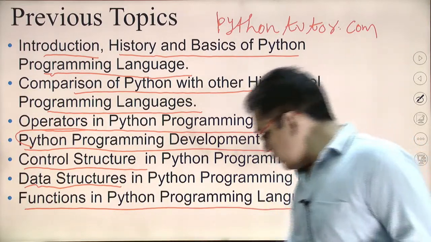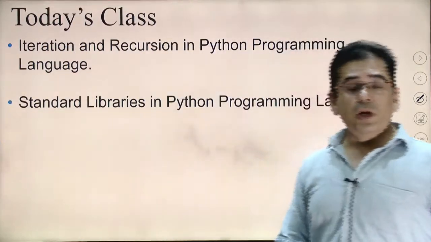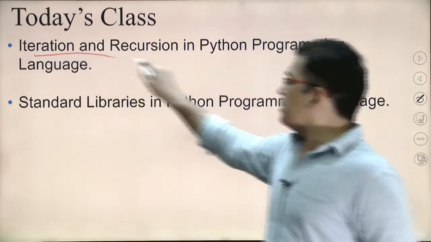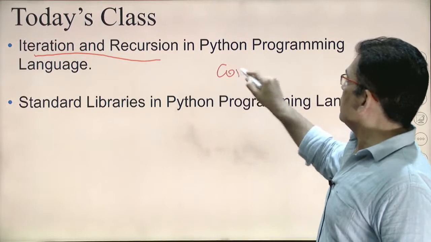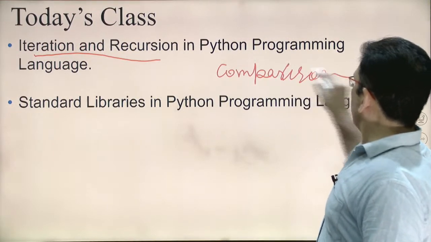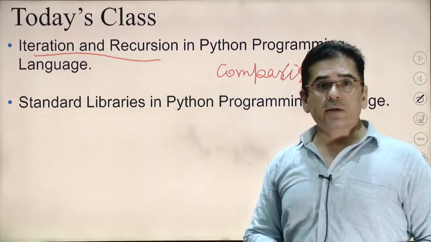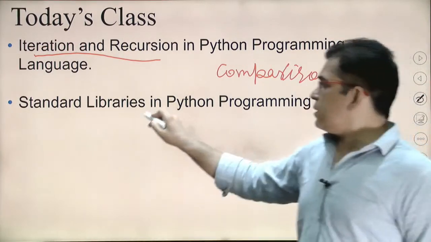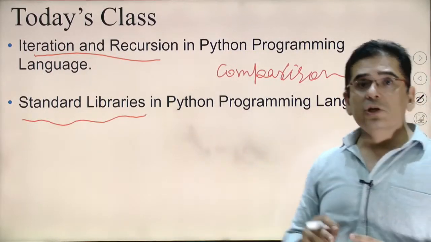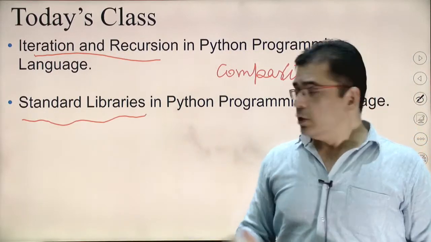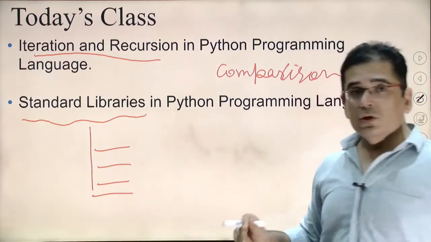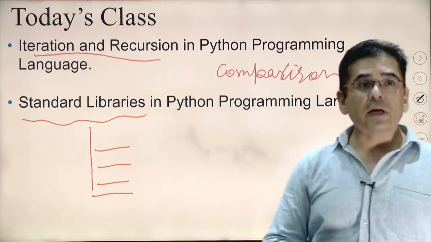So now coming to today's topic, today we will cover two very important topics. One is iteration and recursion and their comparison in Python, as well as the standard libraries available in Python programming language to perform basic operations. We will cover four different libraries today. So these are the topics for today's class.